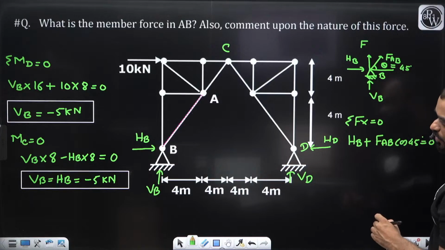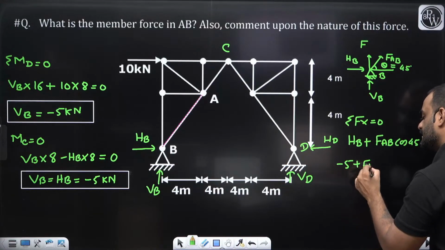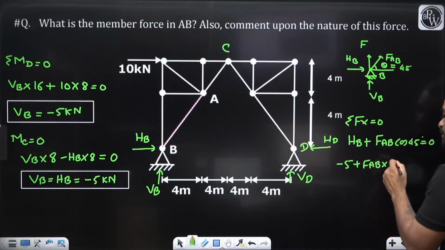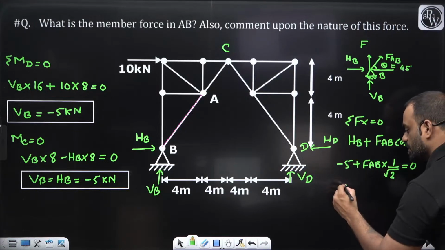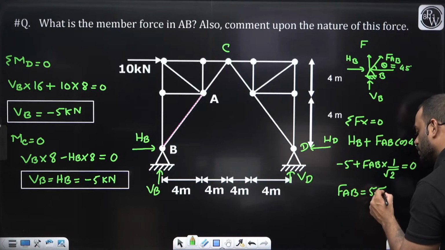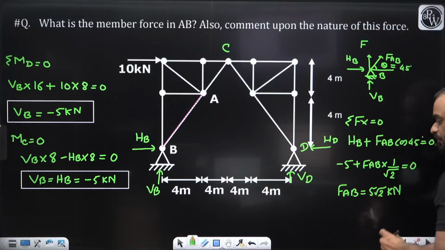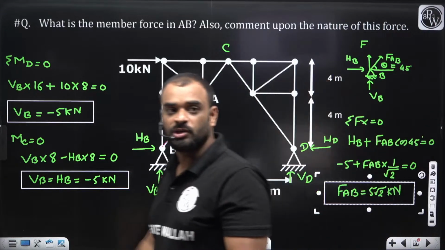So what is the value of HB we have? It is minus 5, sir. Minus 5 plus FAB multiplied by cos 45, which is 1 by root 2, and it should be equal to 0. So FAB is equal to how much? It is 5 root 2 kilonewton.